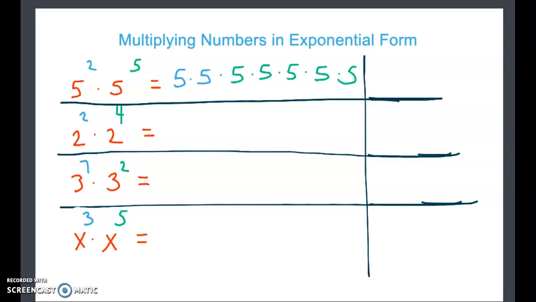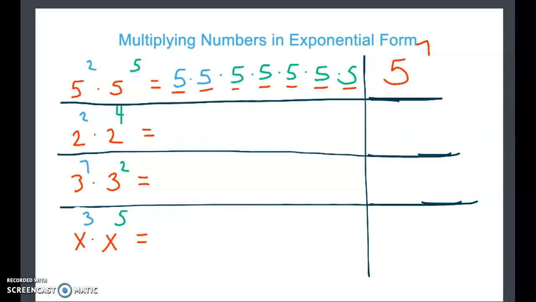So if you notice, we have the base number 5, and we have written it 1, 2, 3, 4, 5, 6, 7 times. So this is the same as 5 to the 7th power. Take a second and see if you can try the next example on your own. Pause the video and then unpause to see if you got it correct.